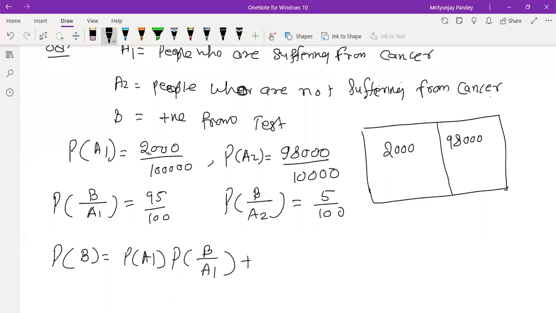Probability of the positive test. हाँ, positive in test from A1. People who are suffering from cancer. अंडरस्टूड? जो कैंसर से सफर कर रहे हैं उनका रिजल्ट पॉजिटिव है। व्हाट इज द चांसेस ऑफ दैट? दैट इज नोन एज P of B by A1। अंडरस्टूड व्हाट मीनिंग ऑफ P of B by A1?